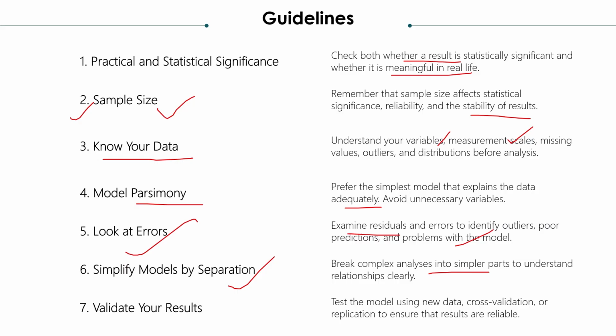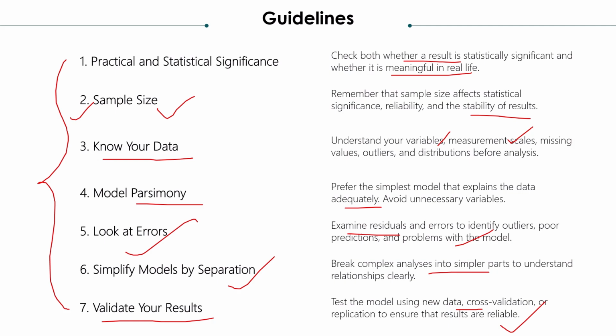The last one is, after performing all the analysis and getting the result, we need to validate the results. So we have to test the model using new data, cross-validation or replication to ensure the results are reliable. So always when we are conducting multivariate data analysis, we have to follow these 7 rules. Then only we can achieve a correct solution to the problem.